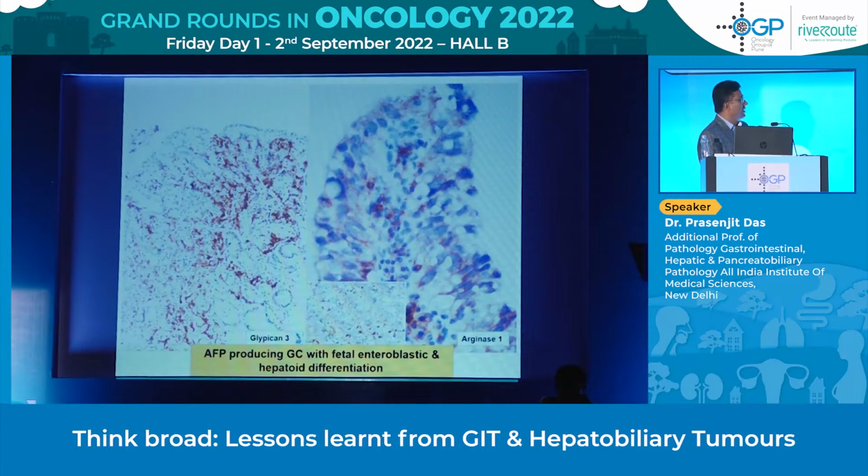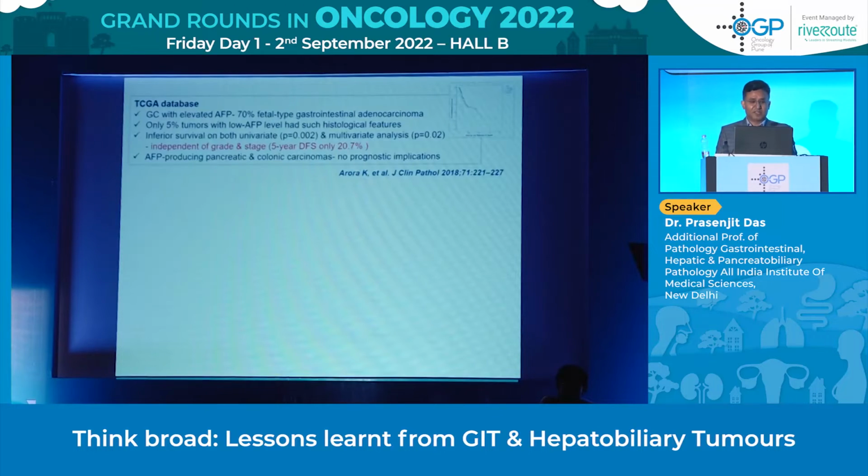So I diagnosed it as an AFP producing gastric carcinoma with fetal enteroblastic as well as focal hepatocyte differentiation. Now, if we look at the TCGA database, most of the gastric carcinomas which show a high serum alpha-fetoprotein level, 70% of them will show this type of fetal differentiation, that endometrial type of appearance. Only 5% of tumors with low AFP can show that type of appearance. So that appearance you should remember.